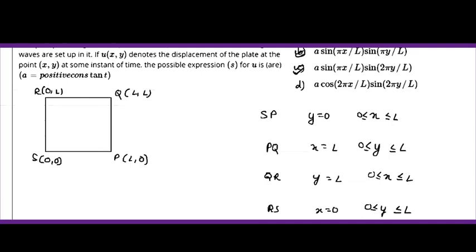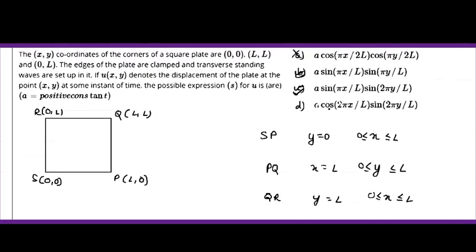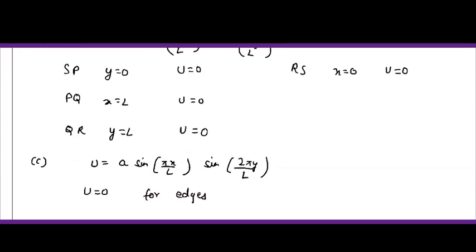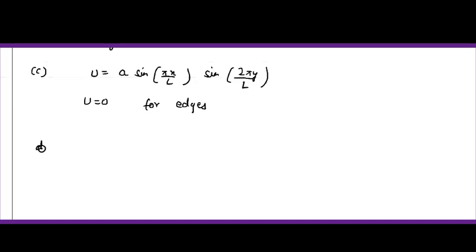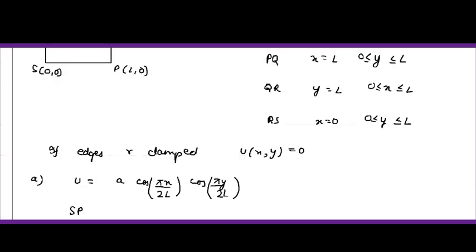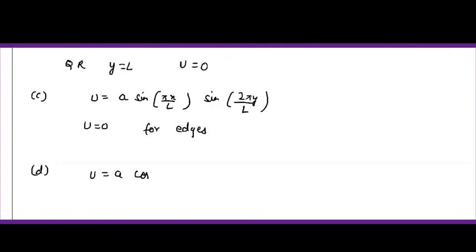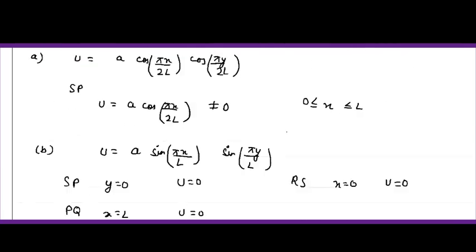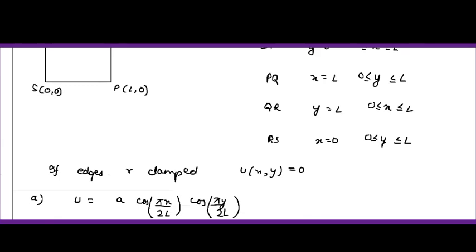Now, if we check our D option, D option is just similar to our A option, just that here the 2 is coming here. Let us check the D option, where u is given as A cos(2 pi x over L) and then sin(2 pi y over L). Let's check whether it is 2 pi or just pi. It is 2 pi x over L.